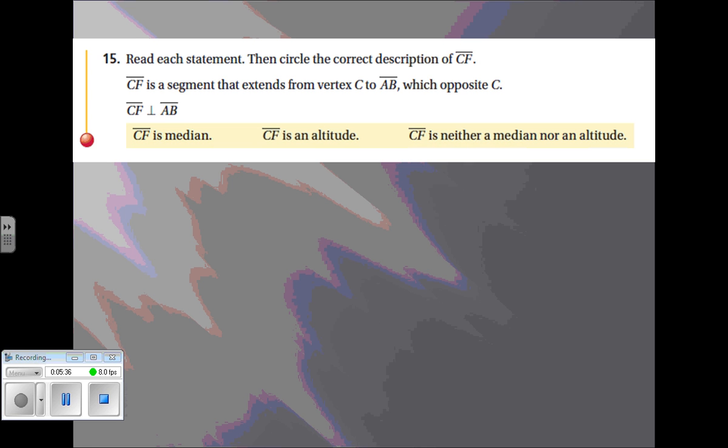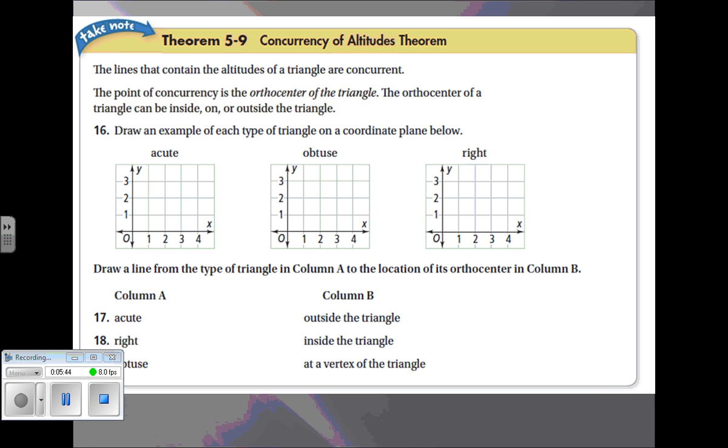CF is a segment that extends from vertex C to AB. CF is perpendicular to AB, so CF is an altitude. All right, now what about the concurrency of altitudes theorem?